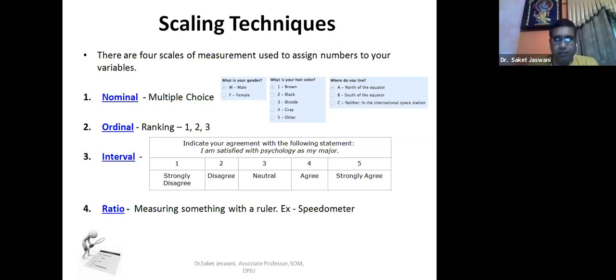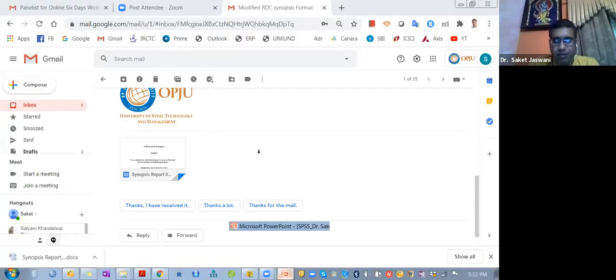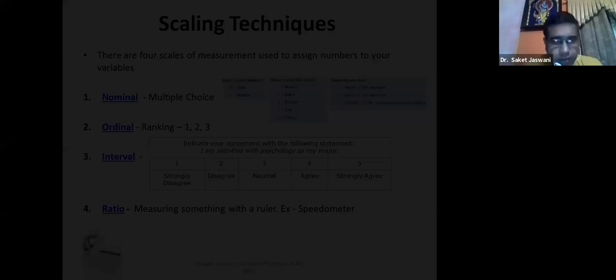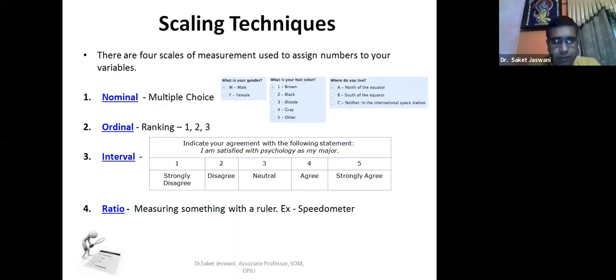Okay, participants, welcome back. Let's start this session again. We were talking about scaling techniques. There are 4 types of scaling techniques: nominal, ordinal, interval, and ratio scale. Nominal is basically a kind of multiple choice where you have certain options and you have to take one. For example, gender. All the demographic characteristics are nominal scale, like gender, age, or the color of your hair. You have to select only one option. That is known as nominal scale.